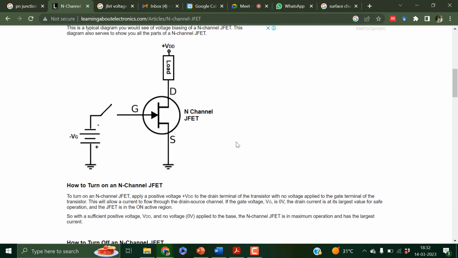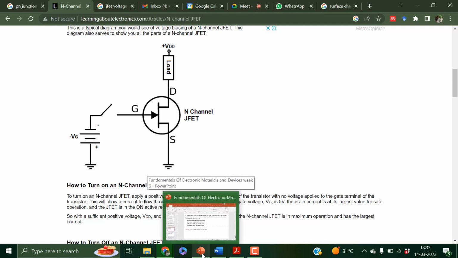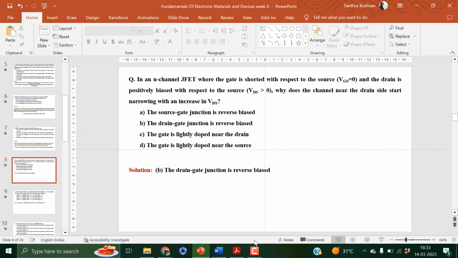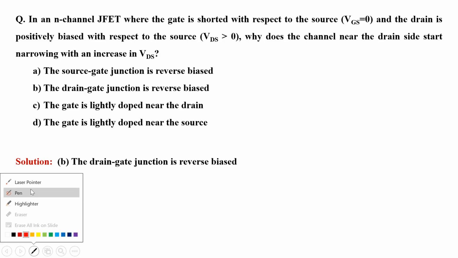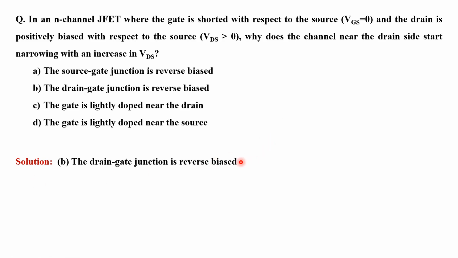Ma'am, I just simply said that since the drain is positive, the source will be negative. Since the gate doesn't have any connection, I took that the source-gate junction is reverse biased. Yeah, that could be a possible explanation, I feel. Okay, ma'am, got it. I'll flag this question and see if I can come up with any other explanation. Thinking with you people, even my concepts are getting jumbled up.